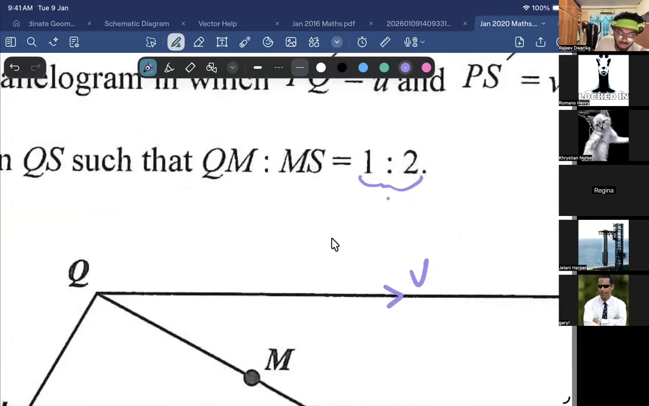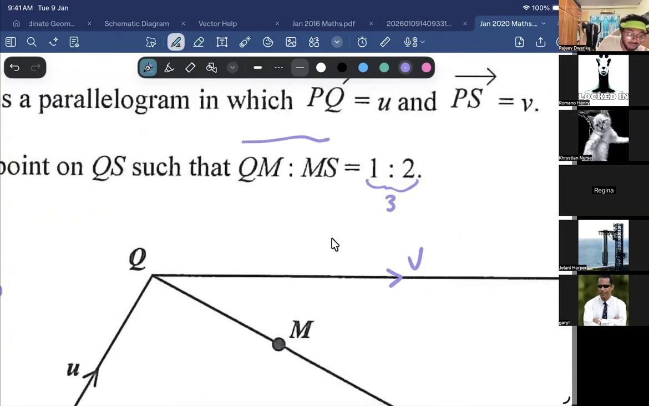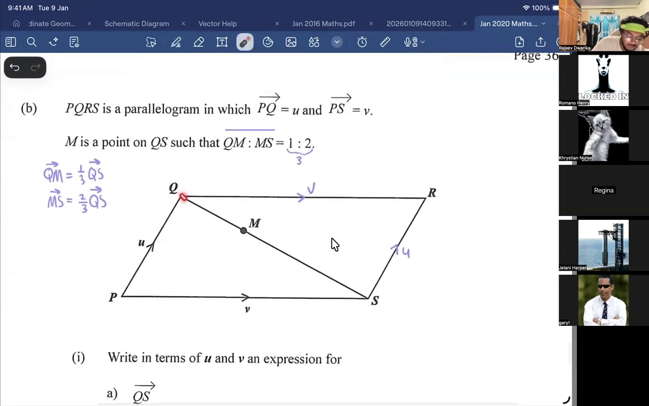Yes, sir. If you add 1 and 2, what would you get? 3. And this talks about Q to S, right? So when you look at this, can you see that Q to S is split into parts and M splits it? Yes, sir. All right.